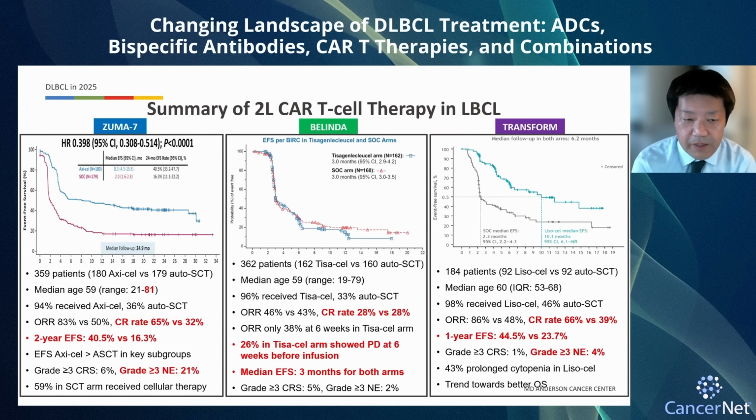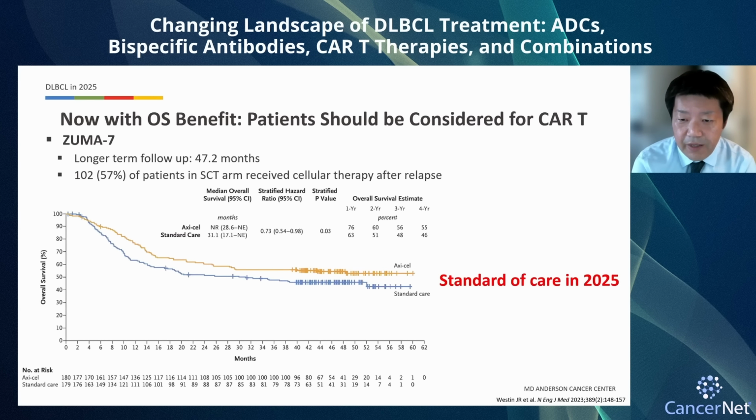In contrast, the BELINDA trial, which is in the middle, investigated tisa-cel and did not show a survival benefit, partly due to longer manufacturing time and greater use of bridging chemotherapy, leading to disease progression before CAR T-cell infusion in this trial. It took close to 2 months to manufacture the T-cells outside the United States, so that impacted the overall outcome of the study.